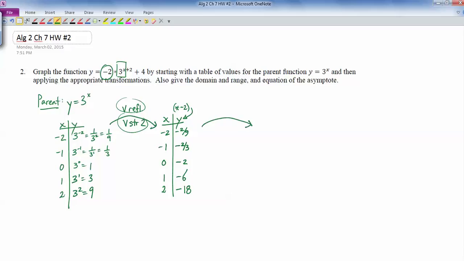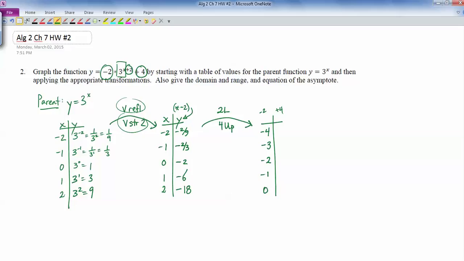For the third step, well, now I've got this +2 attached to the x and +4 for the whole thing. So that means, remember, the +2 actually means 2 to the left. And then the +4 is going to do 4 up. So what you're going to do to your chart is you're going to subtract 2 from the x's and add 4 to the y's. So if I subtract 2 from the x's, they all move down 2 units. So -4, -3, -2, -1, and 0.